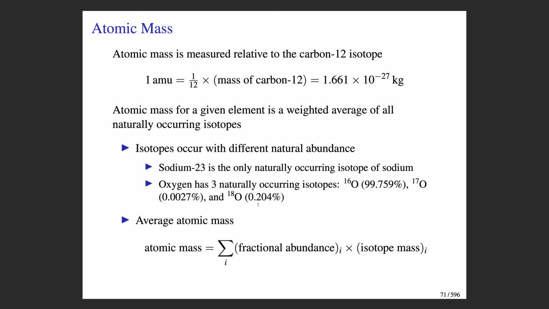The atomic mass of oxygen, which is listed on the periodic table, is a weighted average of the isotope masses for all of the naturally occurring isotopes. How do you calculate a weighted average? You take the mass for each isotope, you multiply by its fractional abundance, and then you add that up over all of the different isotopes. That's what this symbol sigma here means. It means to add up. So for each isotope i, you multiply the abundance times the isotope mass, and then you add that up over all of the different isotopes that you have. And that gives you the weighted average.